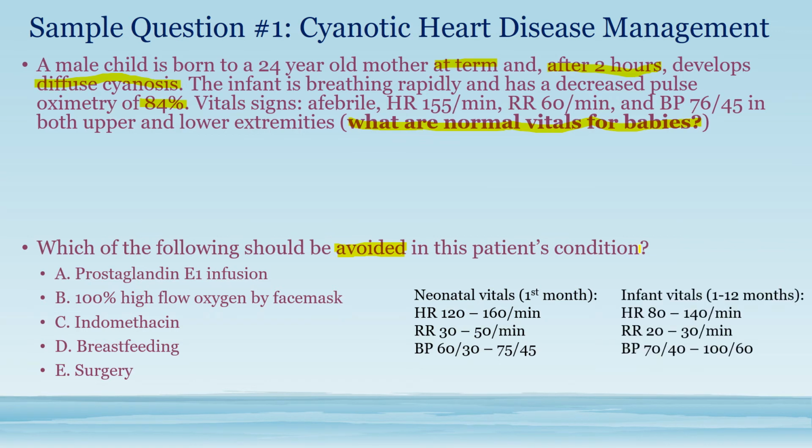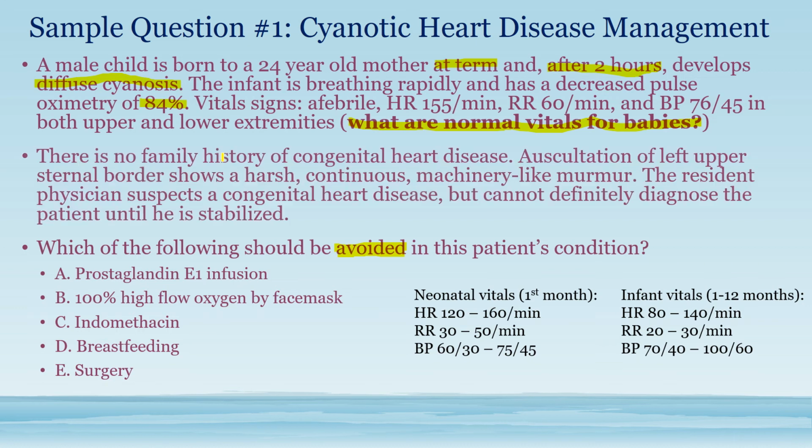And here are also some infant vitals. This doesn't apply to our infant because this is a newborn male child. But these are also some vitals that you need to know and have them memorized so you can interpret questions in the future that deal with infants. There's no family history of congenital heart disease. Auscultation of left upper sternal border shows a harsh, continuous, machinery-like murmur. So the left upper sternal border is showing a machinery-like murmur. And if you don't know what that is right now, that's okay, but we're going to go over it in our lecture later on. This is a patent ductus arteriosus murmur.